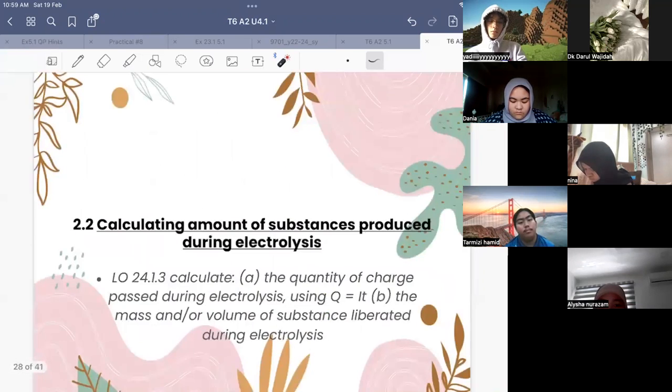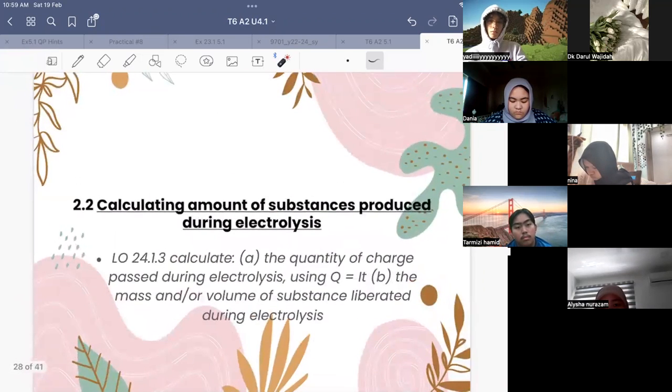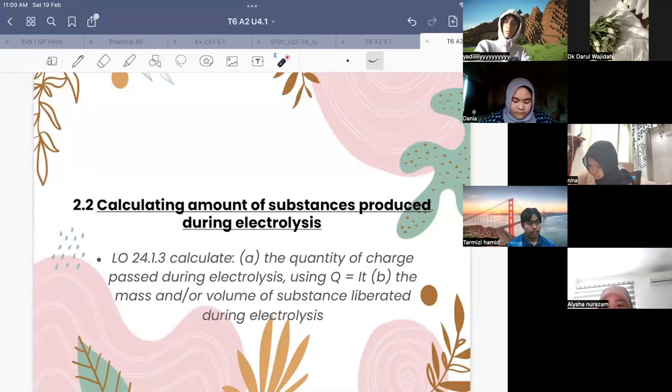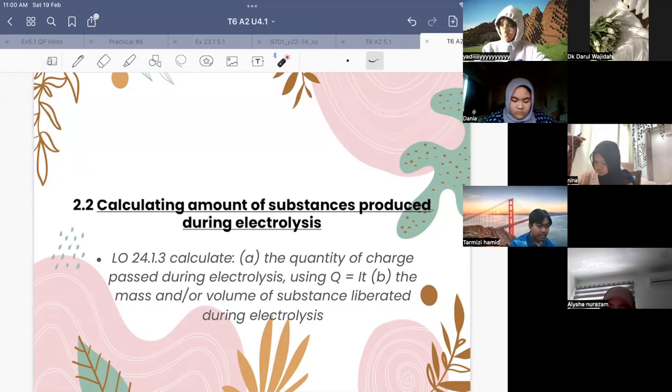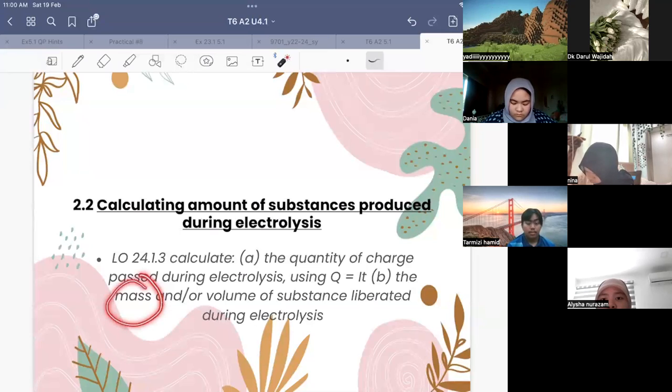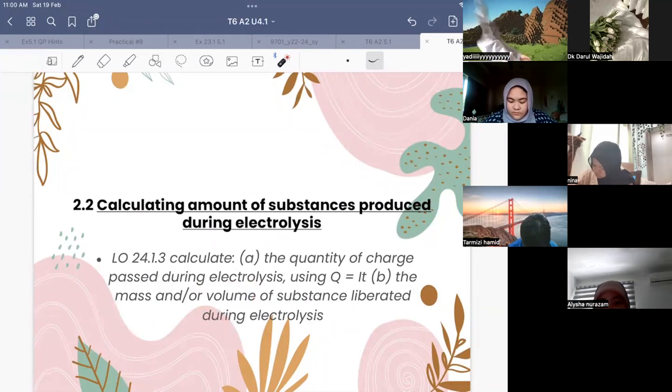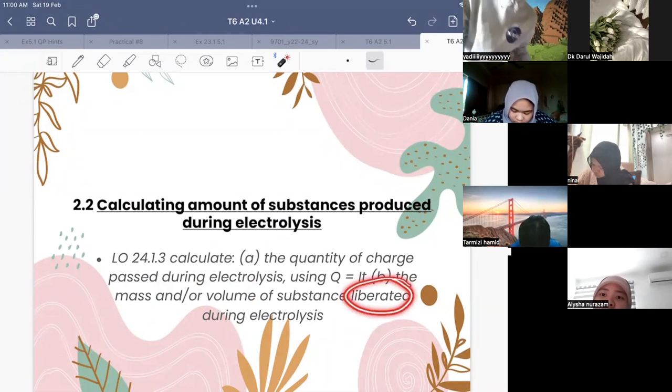Right, we'll do one question: calculating the amount of substance produced during electrolysis. The learning objective is to calculate the quantity of charge passed during the electrolysis using Q equals IT, and the mass or volume of substance liberated during electrolysis. Mass if it's a solid, volume if it's a gas. Liberated means given out.